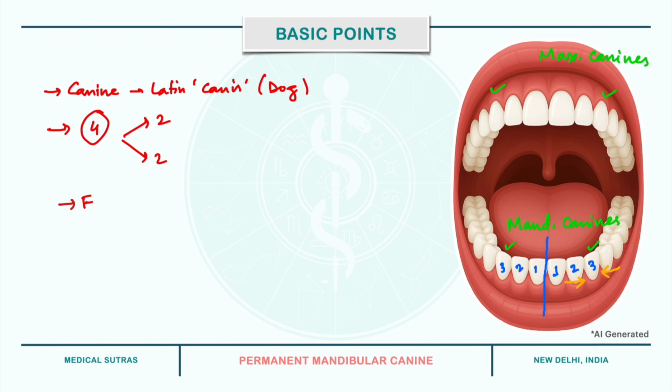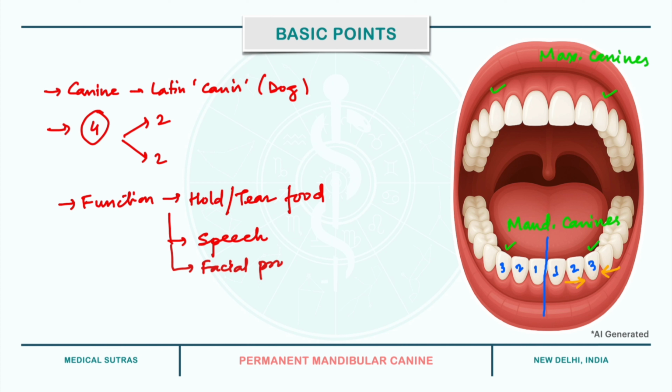Their primary function is to hold or tear the food into smaller pieces. They also help in speech, that is, proper articulation of words, maintaining the facial profile or appropriate smile, and guiding the tooth in correct intercuspal position, also referred to as canine guidance.